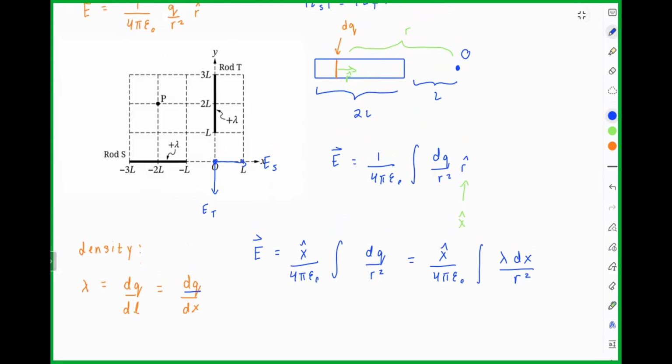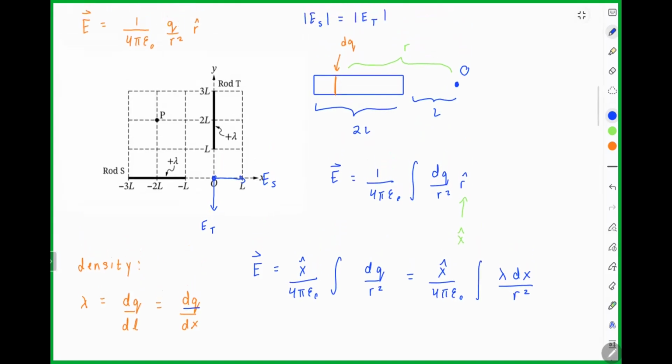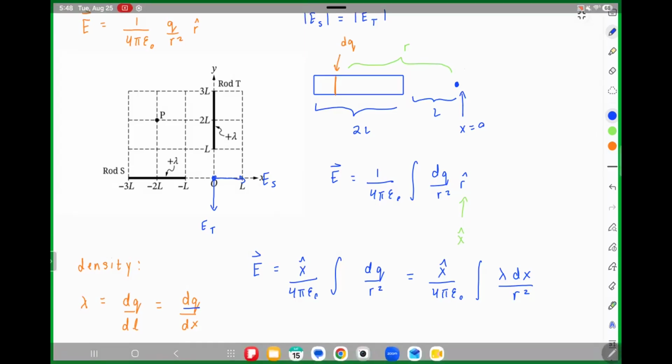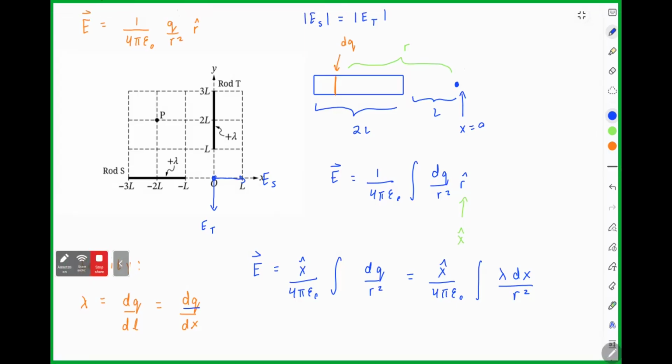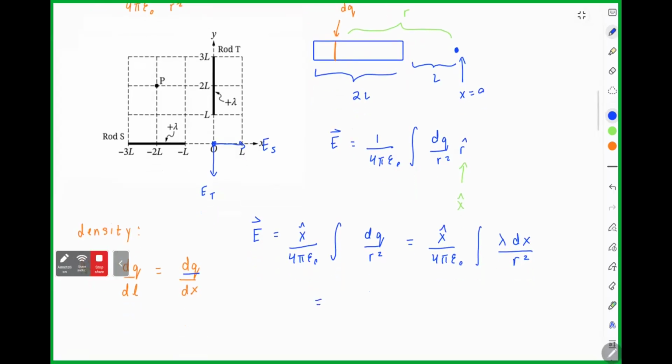So I'm going to go ahead and label my origin. I'm going to choose to make x equals 0 be at our actual origin, indicated in the diagram. With that, I will claim that r squared is the same as x squared. And make sure that you understand why that's the case. So what we have now is lambda dx over x squared.